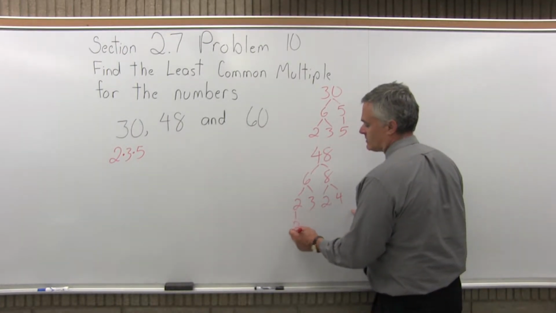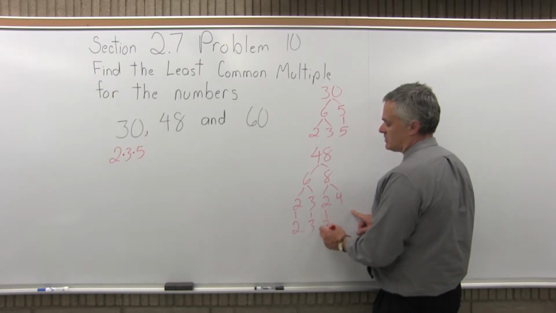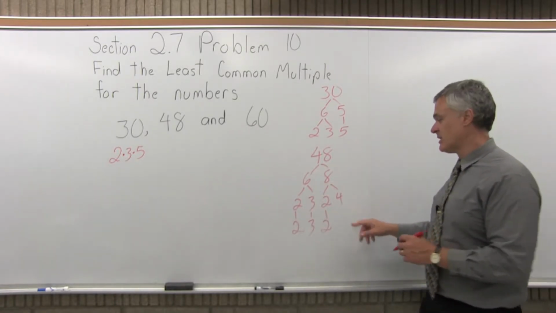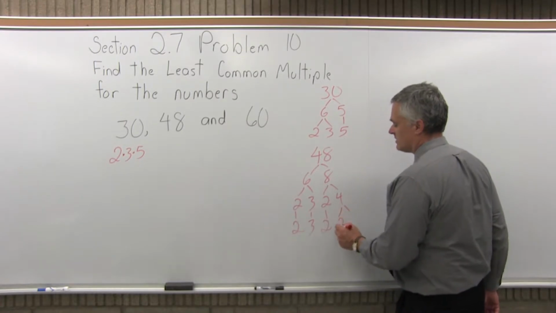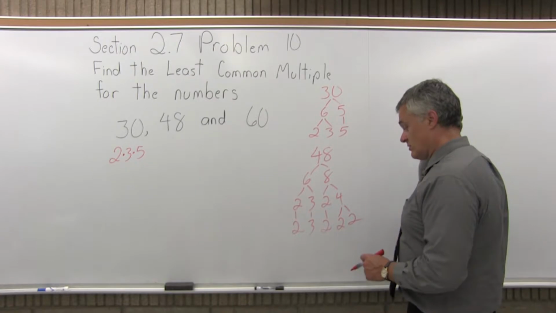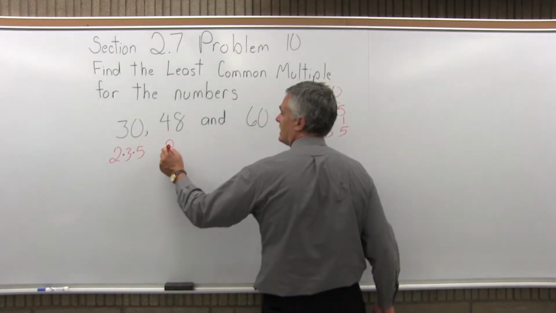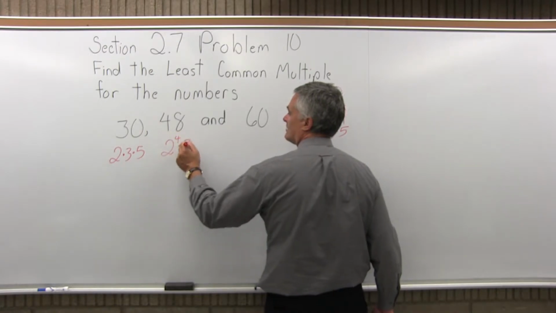Now, the 4 at the end can split again into 2 times 2. So the first 2 I'll bring straight down without splitting. The 3 next to it I'll bring straight down without splitting. So 2 next to that I'll bring straight down without splitting. And then the 4 at the very end I'll split into 2 times 2. So I have 1, 2, 3, 4 2s and a 3. So that'll be, for the 48, I'll have 2 to the 4th times 3.